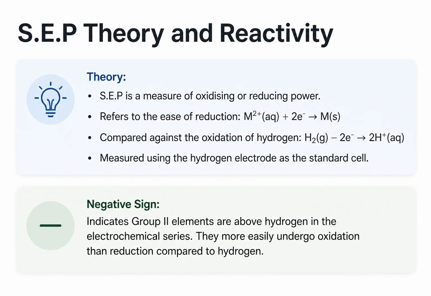To understand these values, we must look at SEP theory. The electrode potential measures the ease with which a species is reduced compared to hydrogen. Because the values for group 2 metals are negative, it tells us they sit above hydrogen in the electrochemical series. This means they strongly prefer to undergo oxidation, losing electrons, rather than reduction. The increasingly negative values down the group show that reduction becomes harder and oxidation becomes easier.